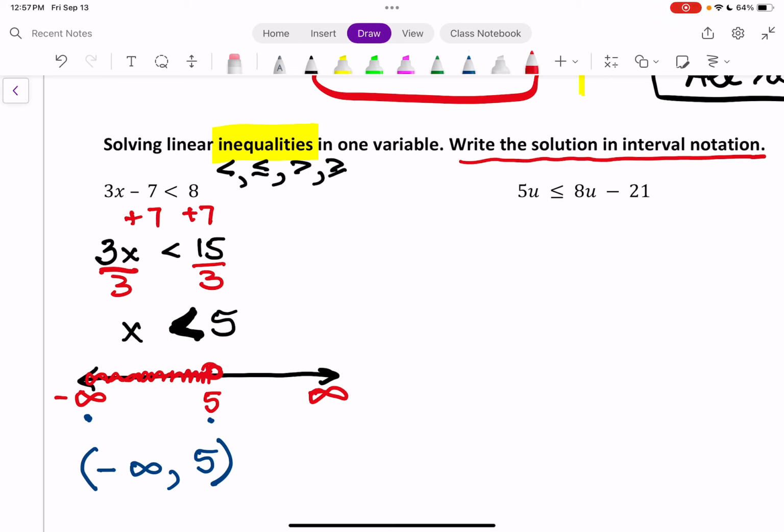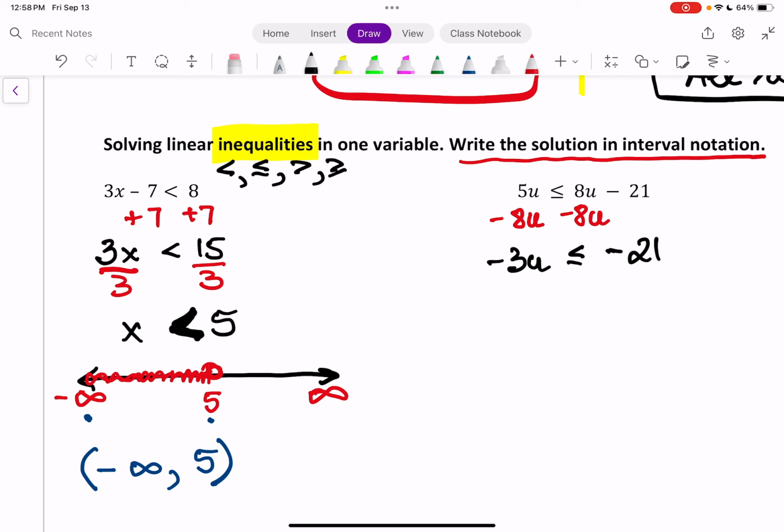So we'll do a lot more problems. So let's continue to the next one. I want to get the variables to one side, so I'm going to subtract 8u from both sides. So 5 minus 8 is negative 3u is less than or equal to negative 21, because again, 8u minus 8u is 0.